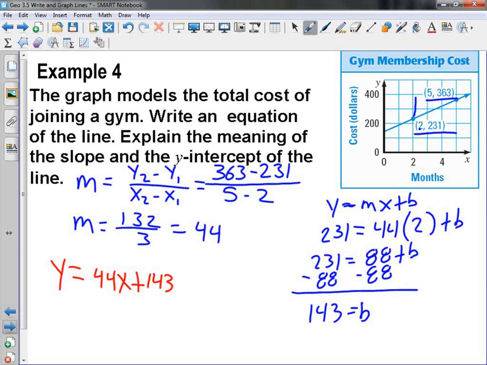So what does that 44x mean? Think about what this means in real life. What does the 44x mean? Up 44 over 1. But what does this mean in real life? Increasing money per month. So this is a gym membership, right? How much does it cost to use the gym every month? $44, $44 a month. What does the y-intercept mean? What's the 143 mean?